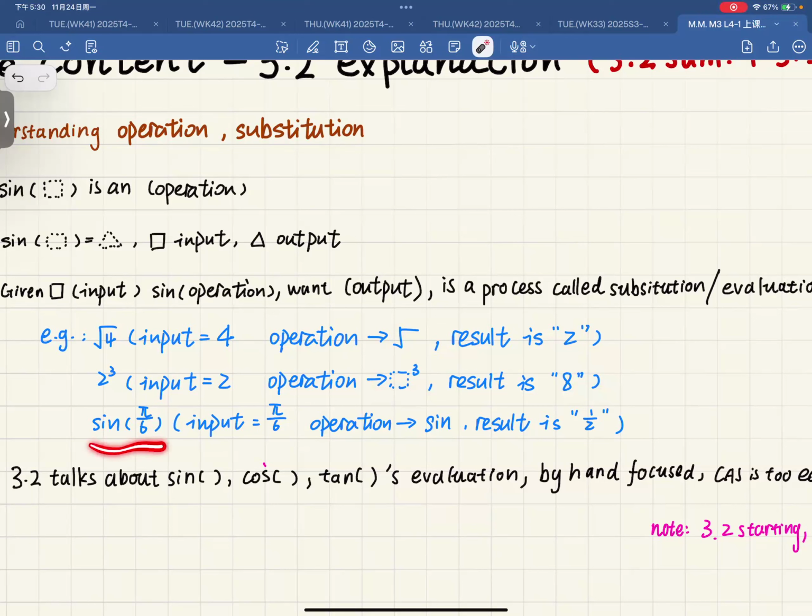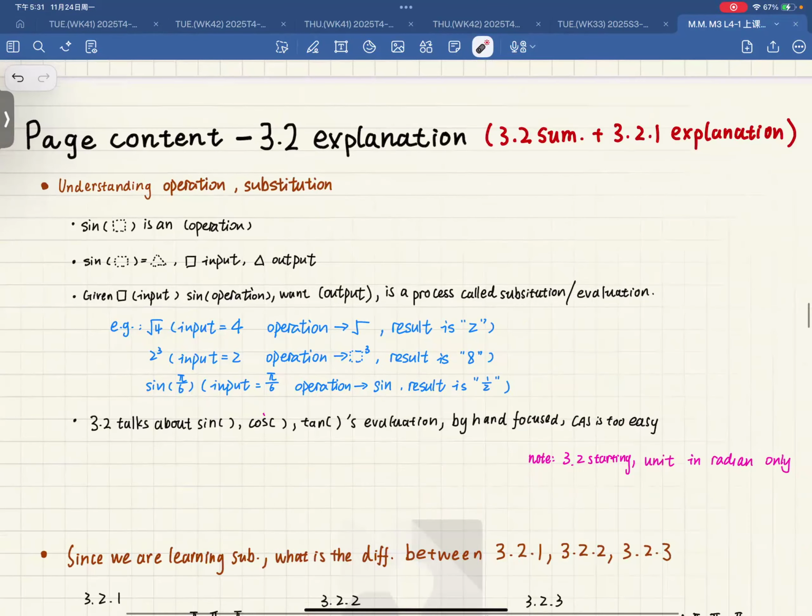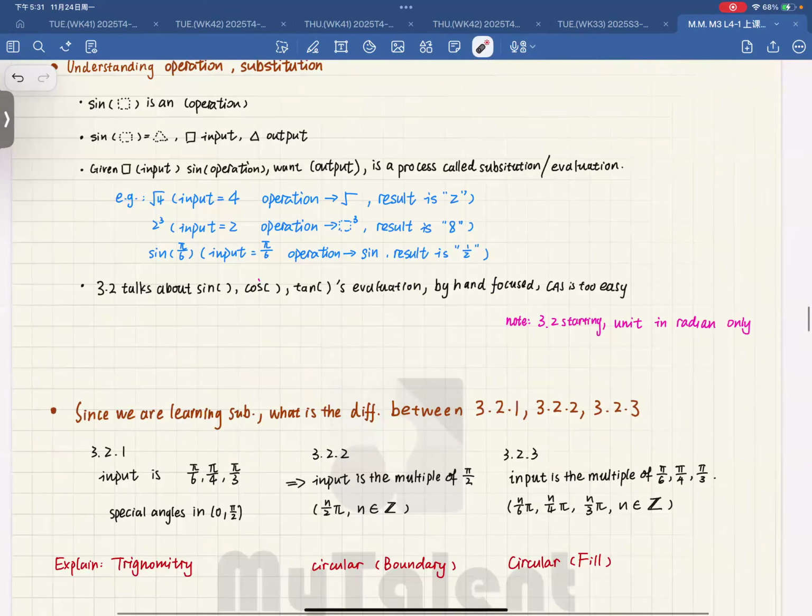Same with sine of pi over 6. Your input is pi over 6, your operation is sine, your result is 1 over 2. It's half. Does that make sense? Yeah? Okay.